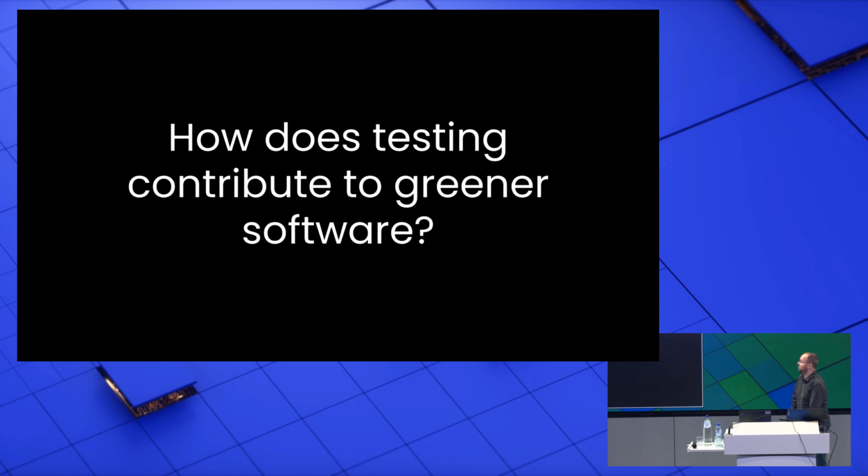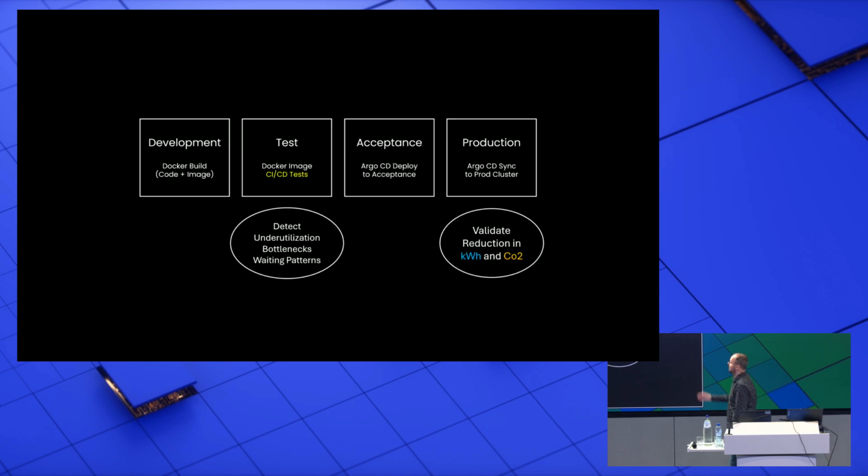So then the last part. How does testing contribute to greener software? What I already said, we really focus on the integration part, where we try to detect underutilization, bottlenecks, and waiting patterns. Then we use acceptance and production to check if we actually use less energy and CO2. And because Gen AI is slow, you also need some traditional AI machine learning to find the top 20 first before you start using Gen AI.